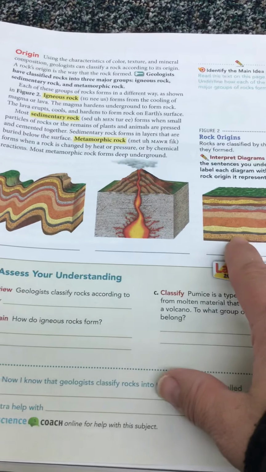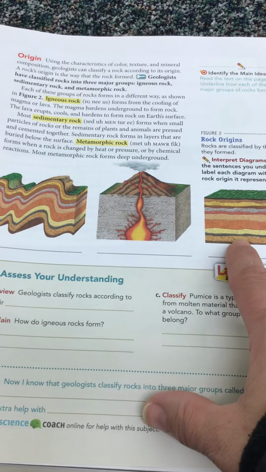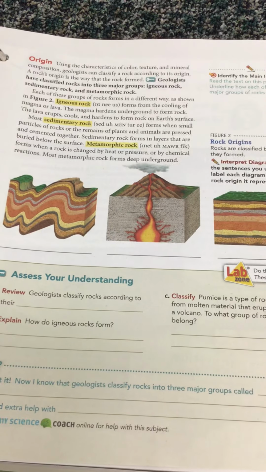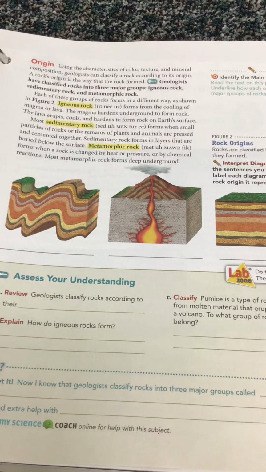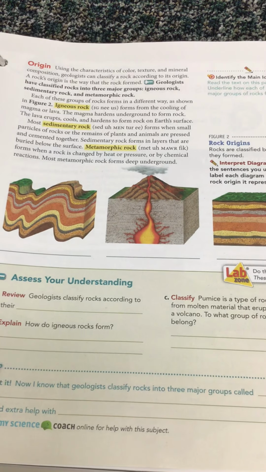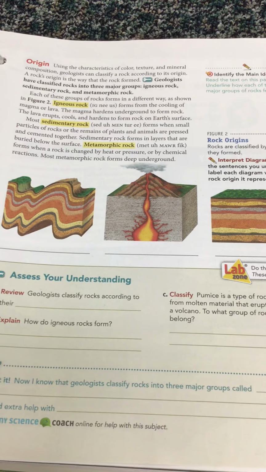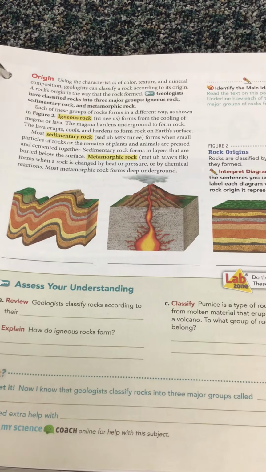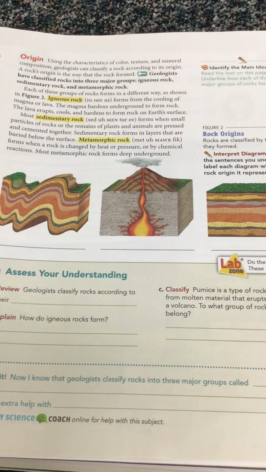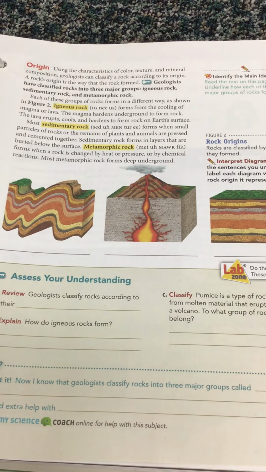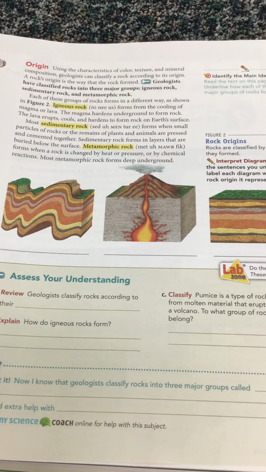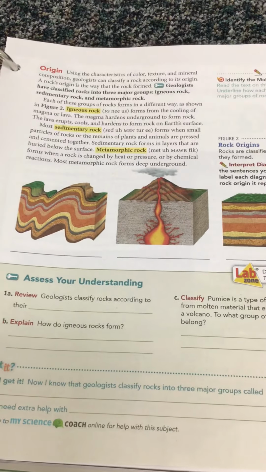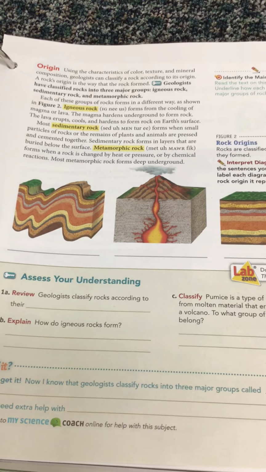Sedimentary rock, which would be your last picture, you can write it in your book if you'd like, forms when small particles of rocks or the remains of plants and animals are pressed and cemented together. So they break off, they get smushed together. Sedimentary rocks form in layers that are buried below the surface. And then metamorphic rock is sedimentary rock that gets smushed under pressure. It forms when a rock is changed by heat or pressure or by chemical reaction. Most metamorphic rock forms deep underground because there's a lot of pressure under there. You've got the whole world on top of you.